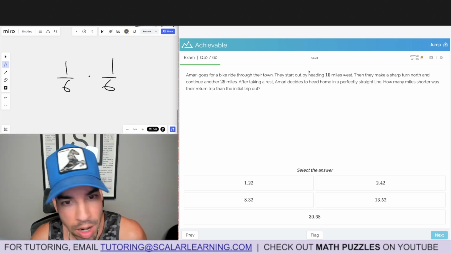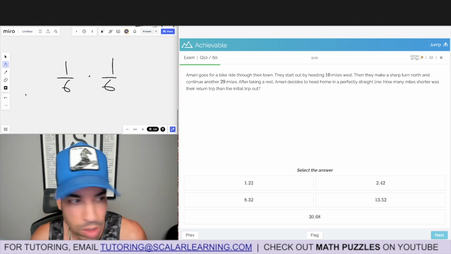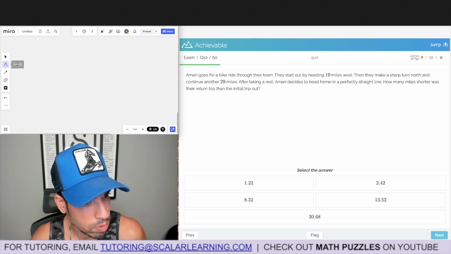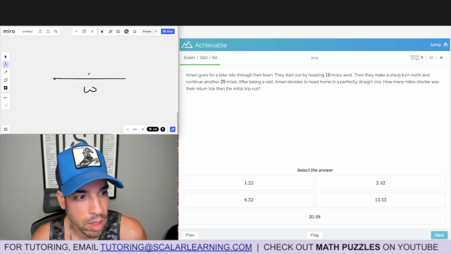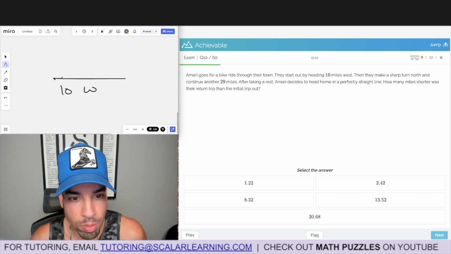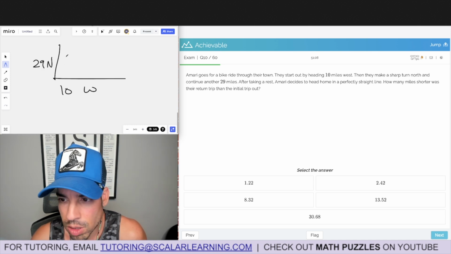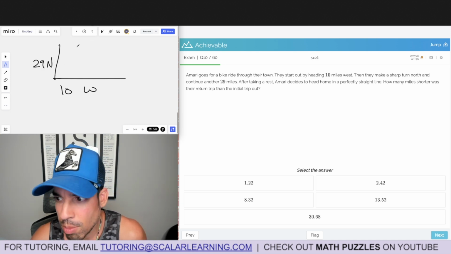Amari goes for a bike ride through the town. They start out heading 10 miles. Okay, let me draw this out. So we go 10 miles west. Then we make a sharp turn north and continue 29 miles north. And then after taking a rest, they head home in a perfectly straight line. How many miles shorter was the trip home?